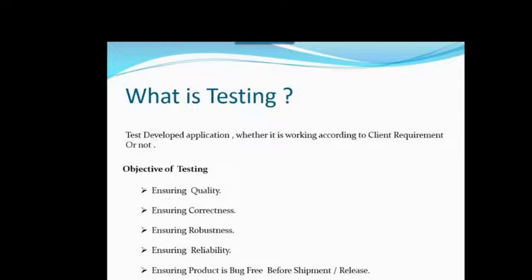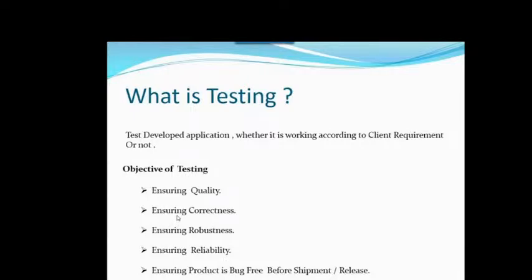Ensuring the correctness and robustness, and ensuring the reliability. What is the meaning of correctness and robustness? Correctness means critical functionality also we need to check. Robustness means we need to check whether it is working as per the given requirements in all areas or not. And reliability is one of the most important ones. Reliability means whether this application is user friendly or not. While you are doing the testing, you need to check this. And this is the objective of testing.